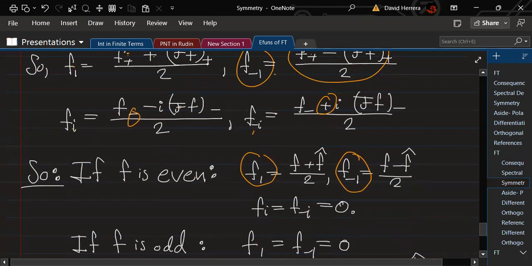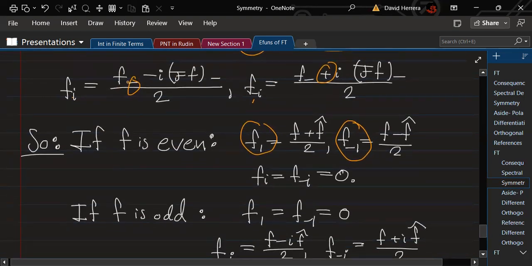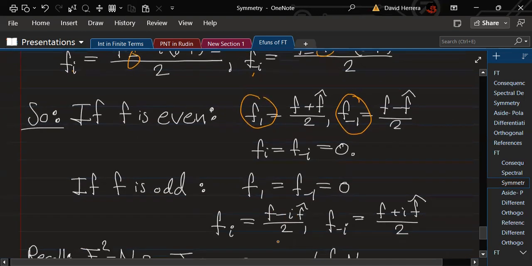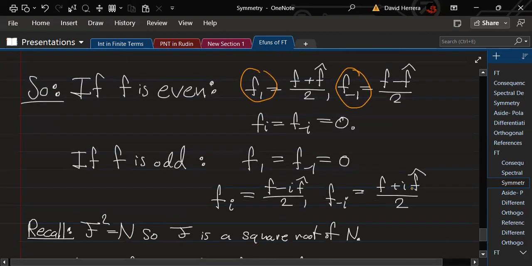But f_negative 1 and the Fourier transform negative 1, now these are going to be well defined. They're going to just be f and f, I mean the Fourier transform. So we're going to have the Fourier transform, f here, minus i Fourier transform over 2, and then we have f plus i Fourier transform over 2. And this is going to be, we have an odd function. We break it up into a function with eigenvalue i and with eigenvalue negative i.